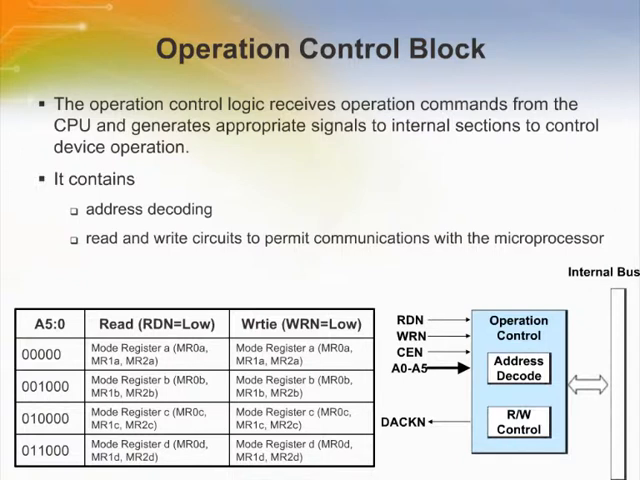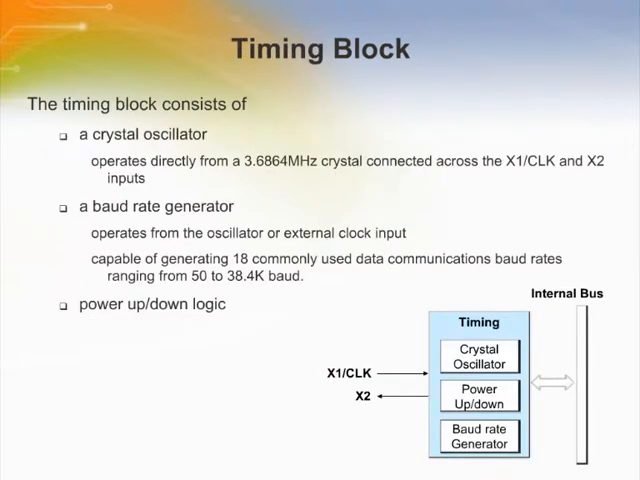The timing block consists of a crystal oscillator, a baud rate generator, power up-down logic, and a divided by 2 selector. The crystal oscillator operates directly from a 3.6864 MHz crystal connected across the X1 or CLK and X2 inputs with a minimum of external components. If an external clock of the appropriate frequency is available, it may be connected to X1 or CLK. If an external clock is used instead of a crystal, X1 must be driven and X2 left floating.